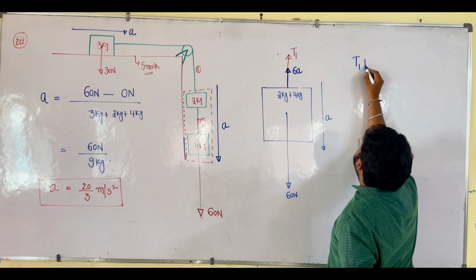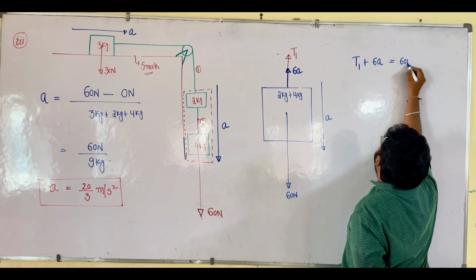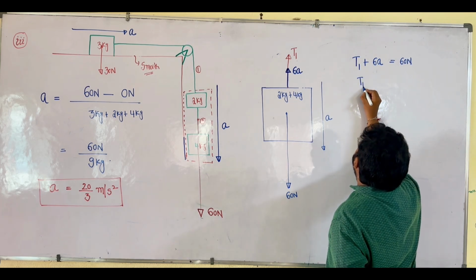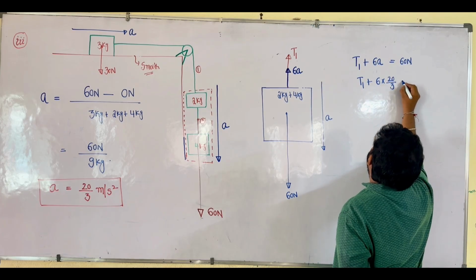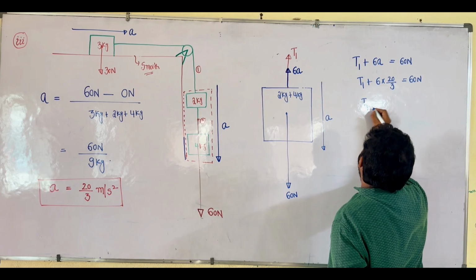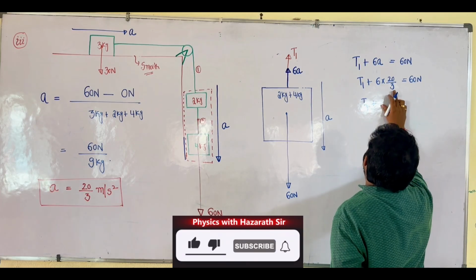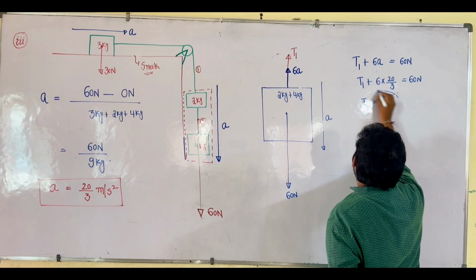So T1 plus 6a equal to 60 Newton. Now T1 plus 6 into 20 by 3 equals 60 Newton. Then T1 equal to how much? 3 2s are 40. T1 equal to 20 Newton.